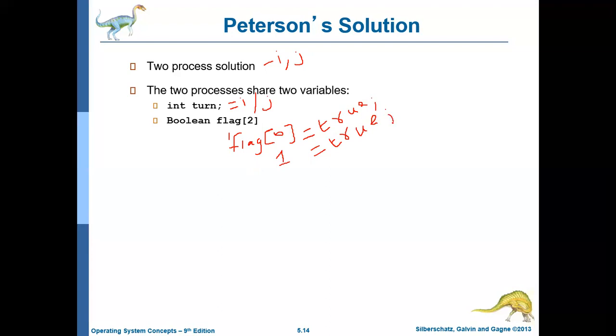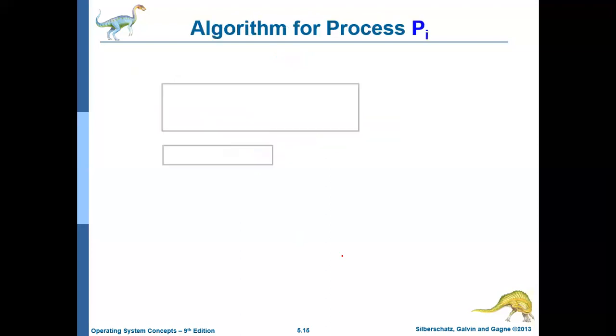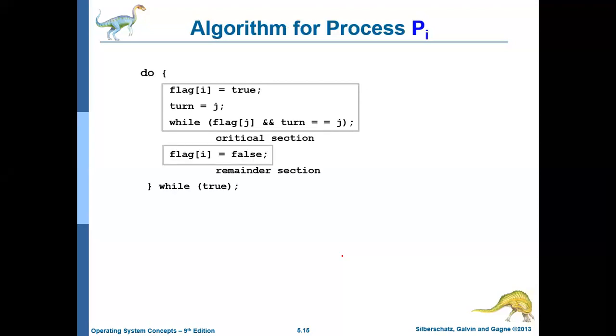they use two shared variables, turn and flag. These variables are shared between both the processes i and j. Now let us go through the algorithm. This is the algorithm.